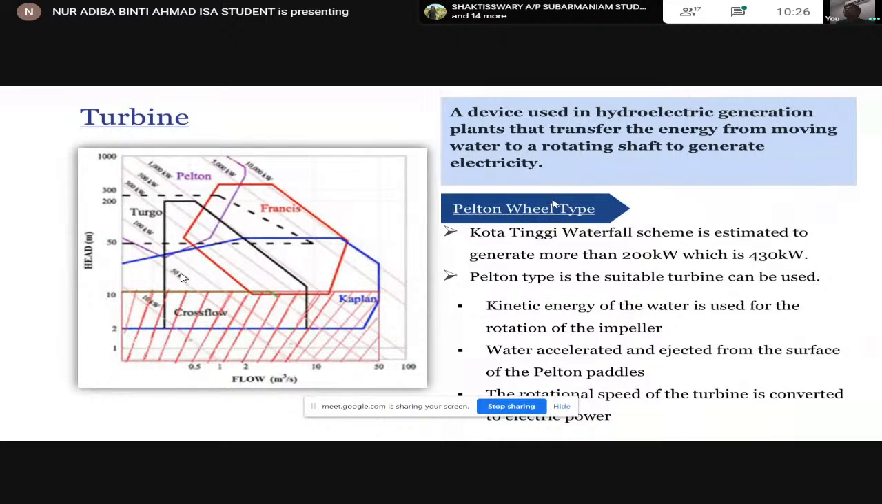Based on what data are you referring to? Because you need to select a Pelton type, right? Based on what data do you select a Pelton type turbine for your hydropower?